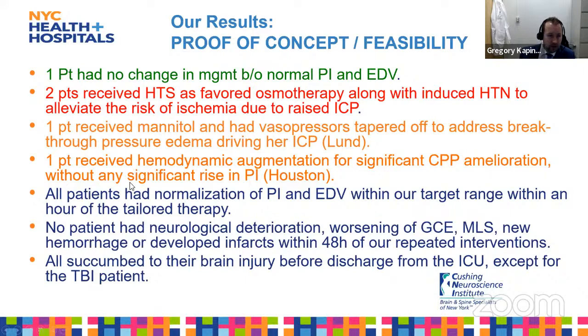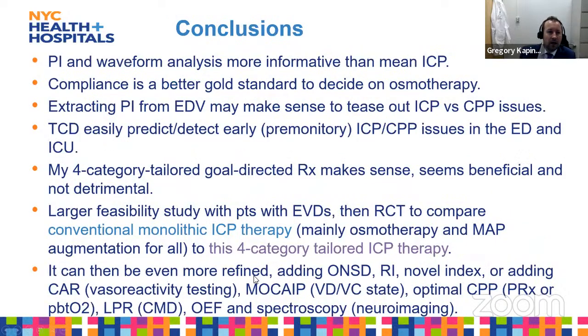Outcome, though, all those patients, as you saw, were even too sick for neurosurgeons to even put a probe in their brain, so they actually all died except the TBI. So PI and waveform analyses are more important than just the mean ICP. The compliance is a better gold standard to me to decide on osmotherapy rather than waiting for a crisis.